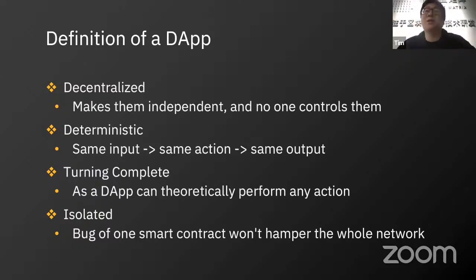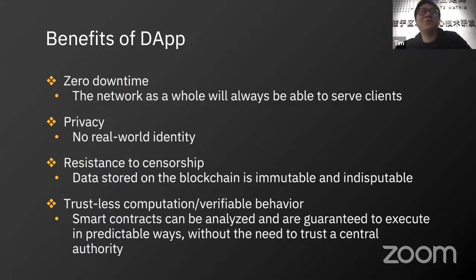And that's also the trend we see in recent decentralized development: not only games, we see marketplaces, and we even see a lot of big companies using decentralized apps to build their reconciliation systems. Okay, so the next one is isolated, so that a bug in a single smart contract won't affect the whole network.